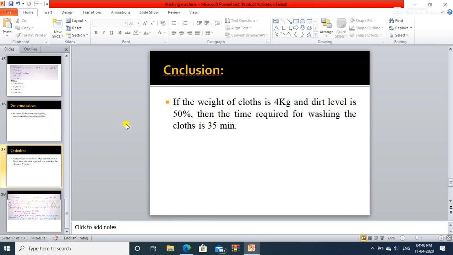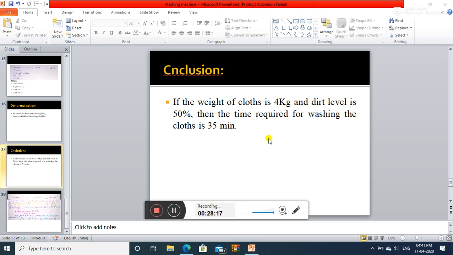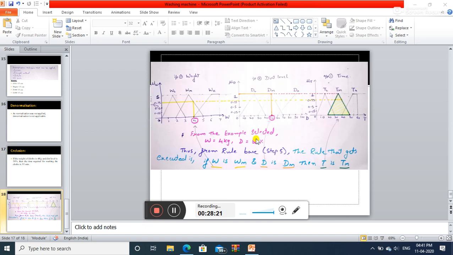Thus the conclusion we can say is, if the weight of the cloth is 4 kg and the dirt level is 50%, then the time required for washing the clothes in order to get clean clothes is 35 minutes. So this is how we solve this problem, and this is the complete thing.